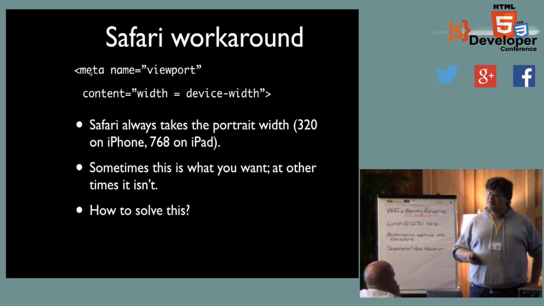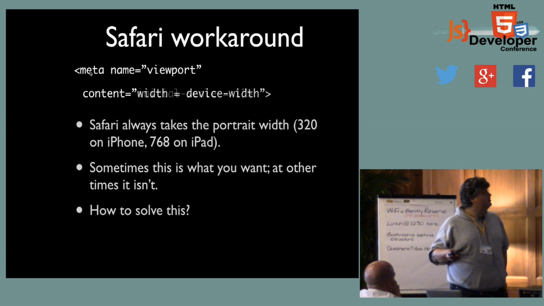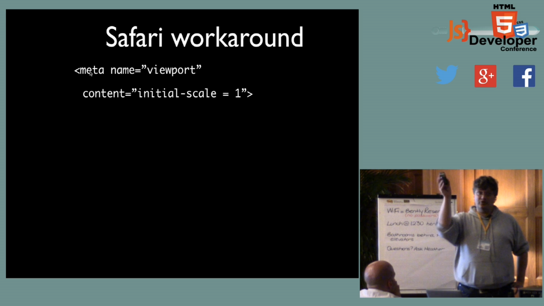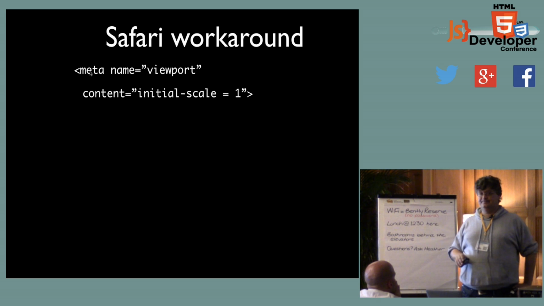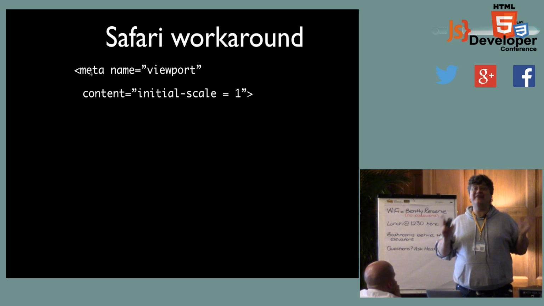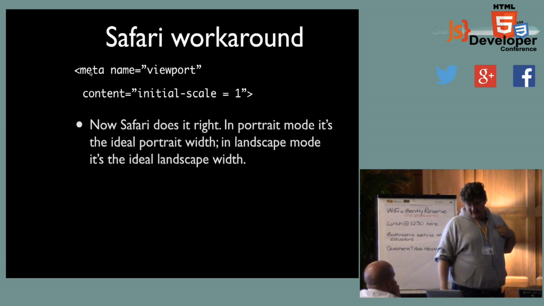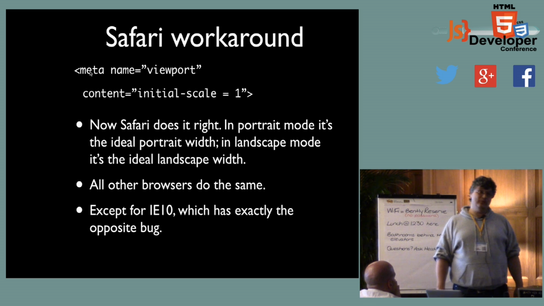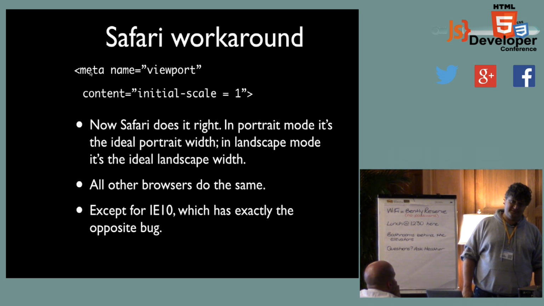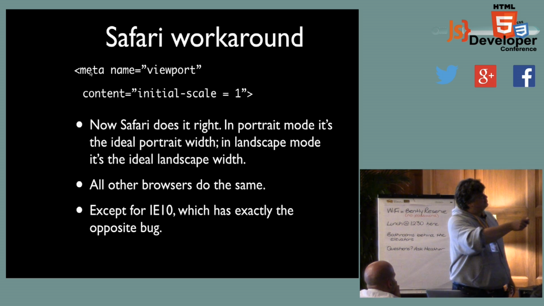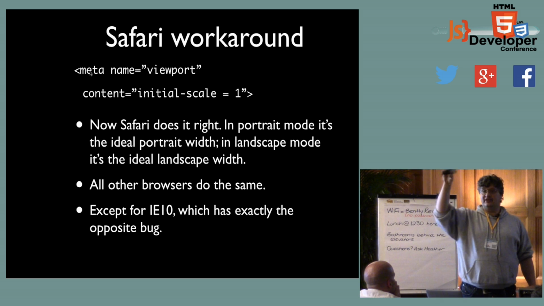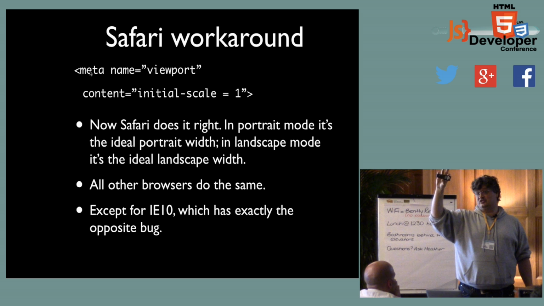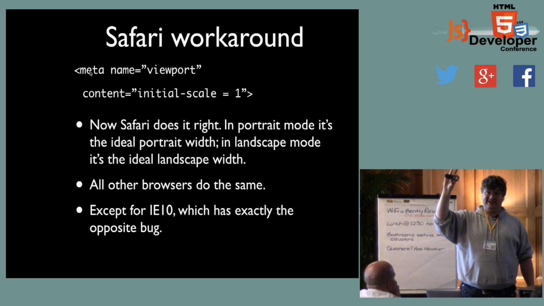So, how do we solve this? It's extremely simple. You just use this. Now it's 320, 480. Why the difference? I have no clue, but it works like this. And all other browsers do the same, so that's cool, except for IE10, which has exactly the opposite bug. In IE10, if you use this, it's 320, 320. If you use width equals device width, it's 320, 480.